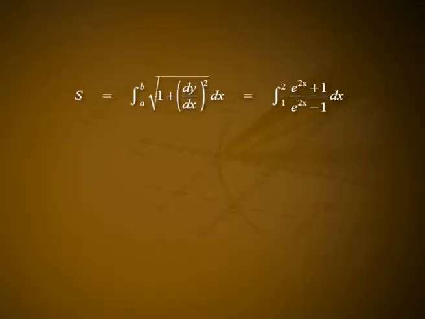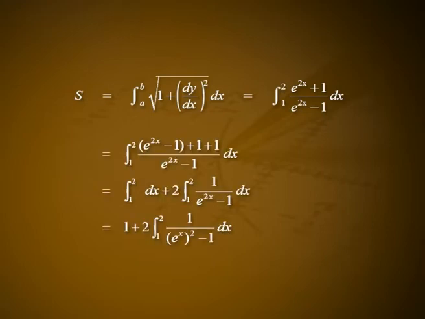Length of the curve S = integral from a to b of the square root of 1 + (dy/dx)² dx = integral from 1 to 2 of (e^(2x) + 1)/(e^(2x) − 1) dx = integral from 1 to 2 of (e^(2x) − 1 + 1 + 1)/(e^(2x) − 1) dx = integral from 1 to 2 of dx + 2 times integral from 1 to 2 of 1/(e^(2x) − 1) dx, which is equal to 1 + 2 times integral from 1 to 2 of 1/(e^(2x) − 1) dx.